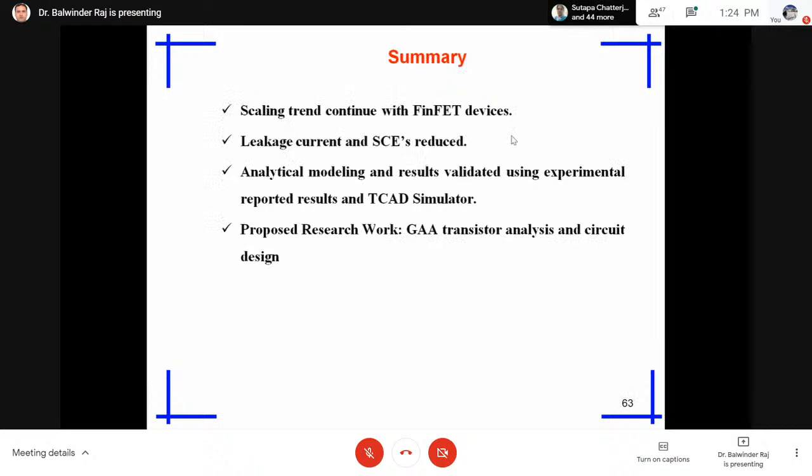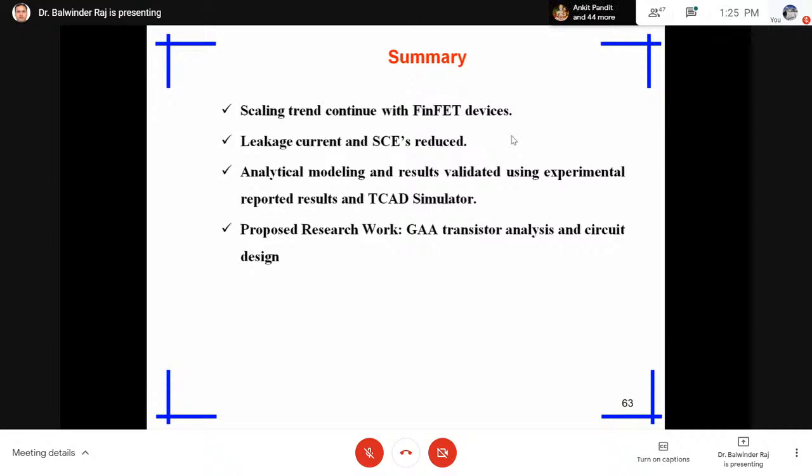So let me summarize what we did in this talk. We started with the scaling trend of the conventional MOSFET, which has a limitation below 50 nanometer; we cannot go further. So the FinFET device can be used to lead the scaling even below 10 nanometer. Then leakage current and short channel effects, which have been the problem, can be minimized in these nano devices. Then analytical modeling results: although I have not discussed the modeling part, you can do this and validate your result with TCAD simulation and experimental data.